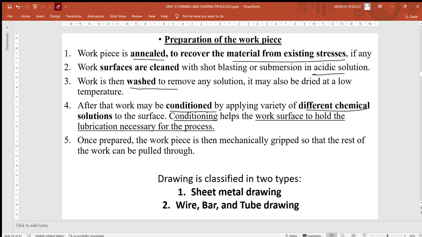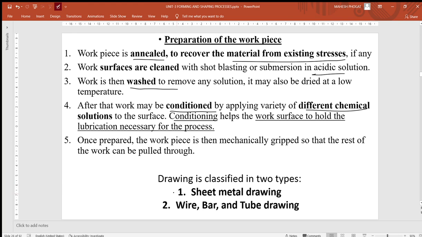Once the workpiece is prepared, it is mechanically gripped in your machine, and then the rest is pulled. So these are the initial stages of drawing, before moving ahead to the actual drawing. These are some of the steps you can carry out on your workpiece.